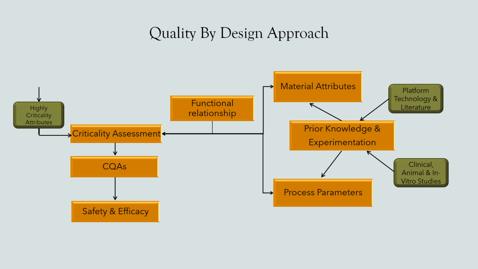So your criticality assessment is where you want to understand what process parameters and what material attributes will impact your product's safety and efficacy, i.e. the product's quality, the ability of the product to perform its intended use. And you can then rank the criticality, what is high and what is low. Whatever is high in terms of criticality, that's what you need to control. And you need to establish a control strategy to do so.